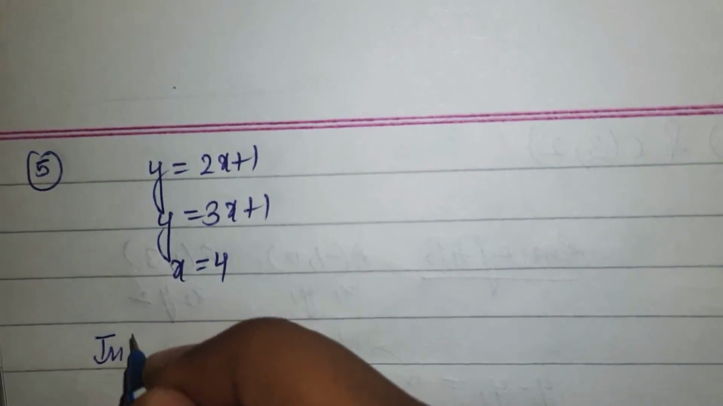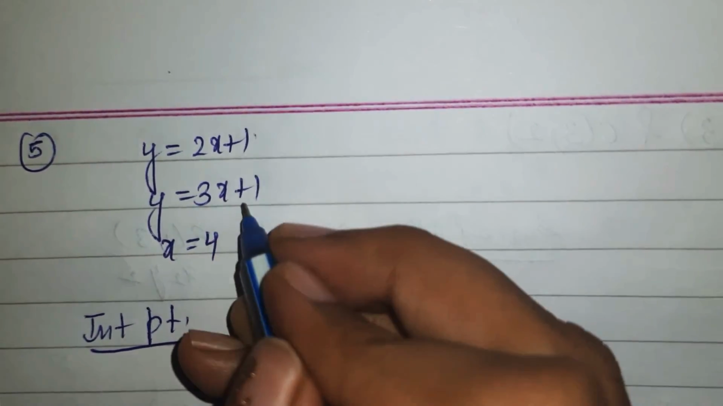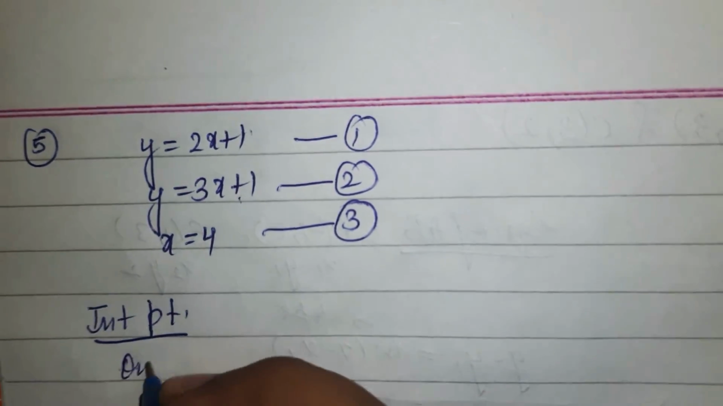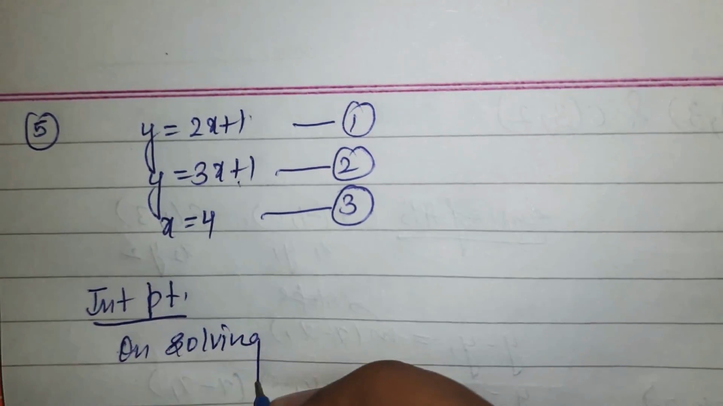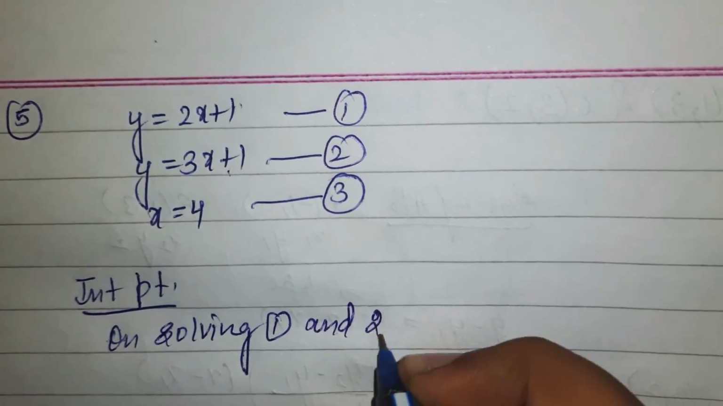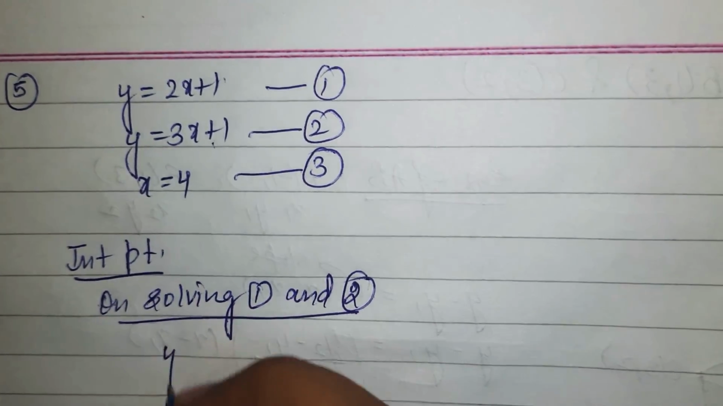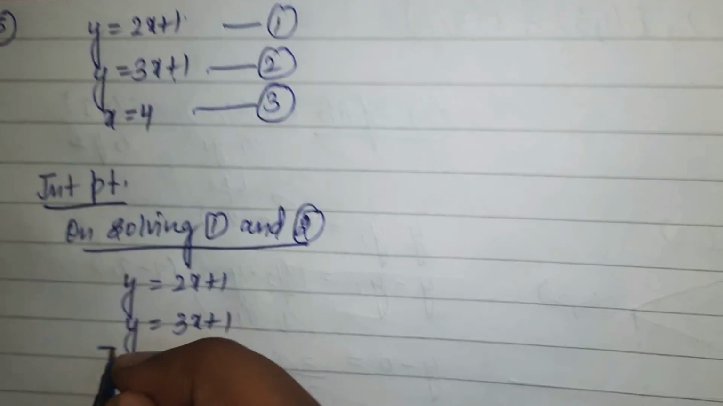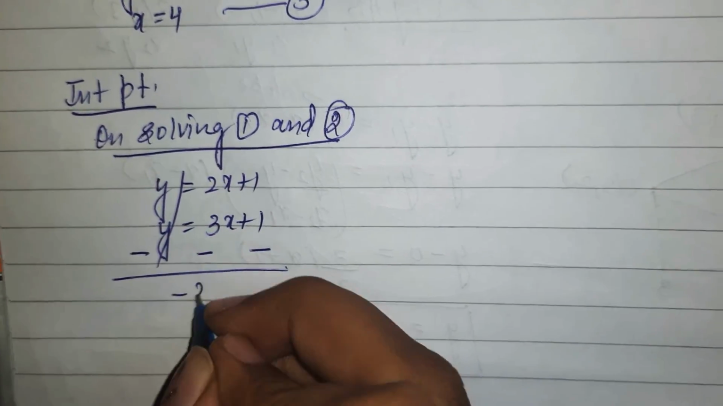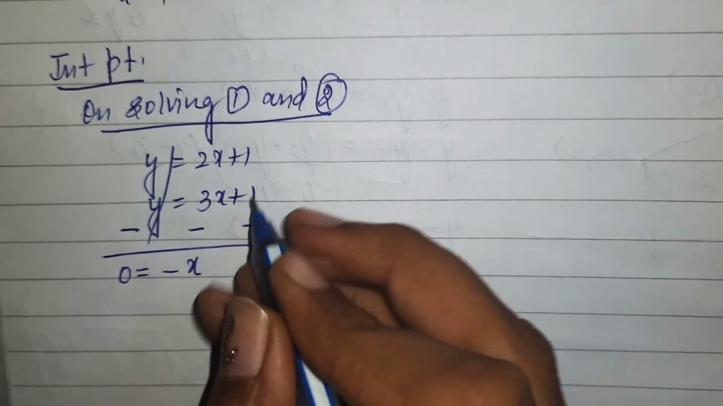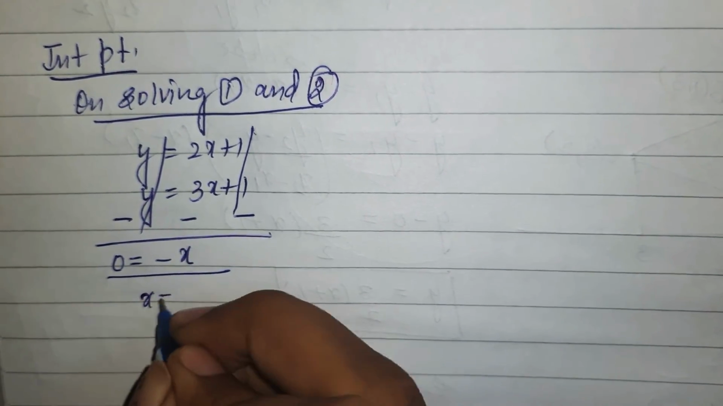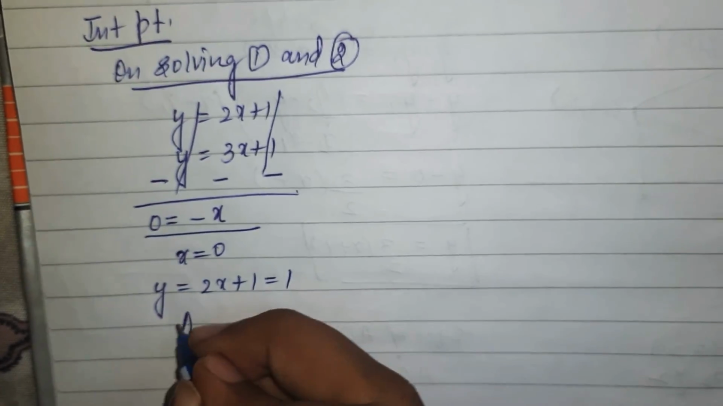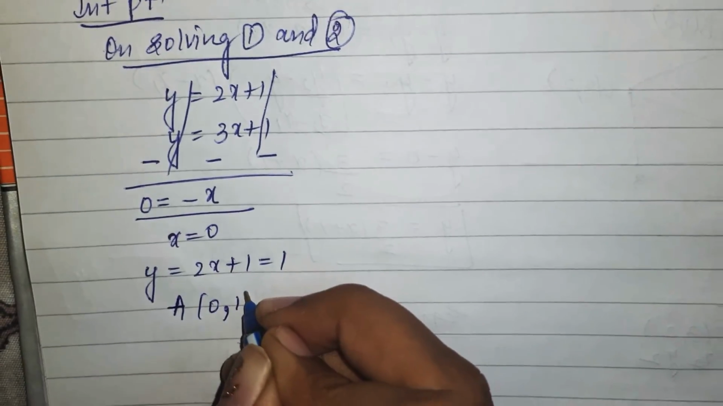So if I'll talk about the intersection point, firstly you will be taking first 2 lines. So you need to solve. So on solving 1 and 2, you will be getting y is equivalent to 2x plus 1, y is equivalent to 3x plus 1. So if I'll subtract, this is minus x, this is 0, minus x, and this will become cancel out. So x is 0. So value of y 2x plus 1. So y is 1. So if I'll talk about a point, A is 0 comma 1.